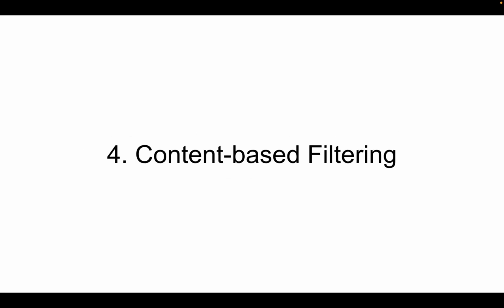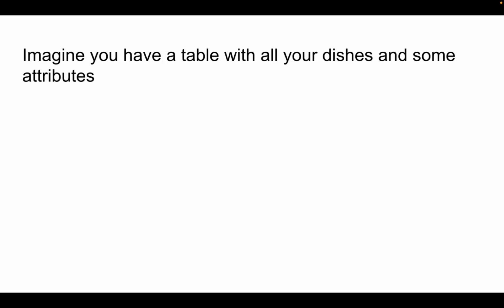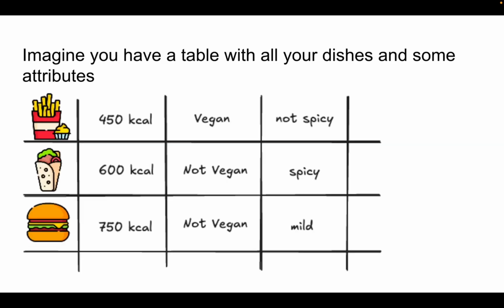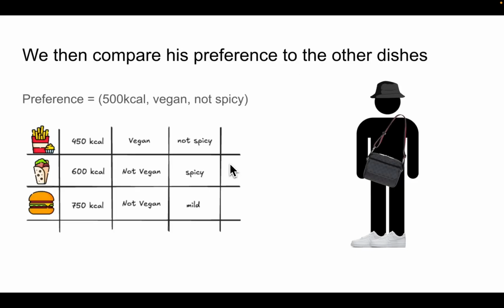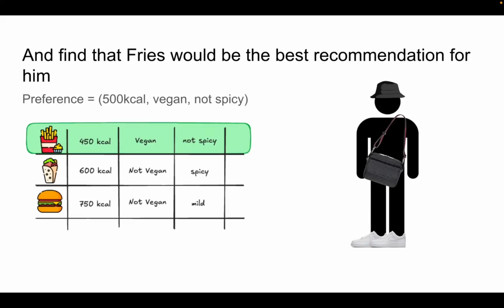Next, content-based filtering. Imagine you have a table with all your dishes and some attributes. As we can see, here are the calories for each dish, and whether it's vegan or not vegan, and whether it's spicy, not spicy, or mild. Ahmed is new to your restaurant and wants something vegan and not spicy with about 500 calories. And so his preference is a vector of 500 calories, vegan, and not spicy. Then we compare his preference to the other dishes and find that fries would be the best recommendation for him.